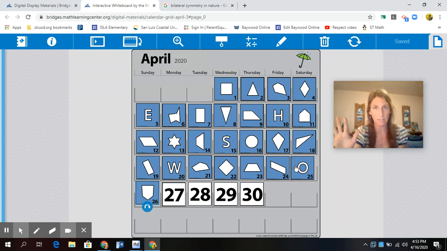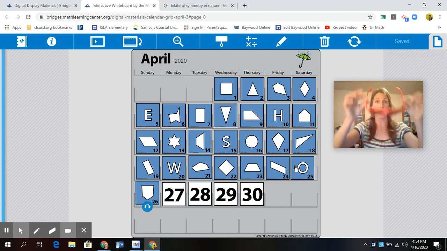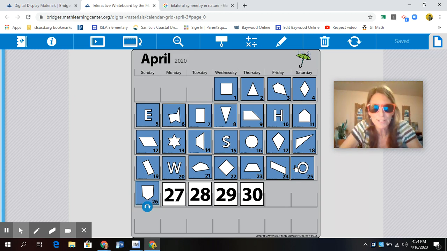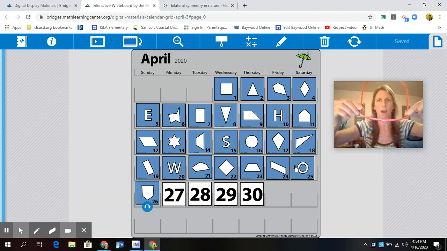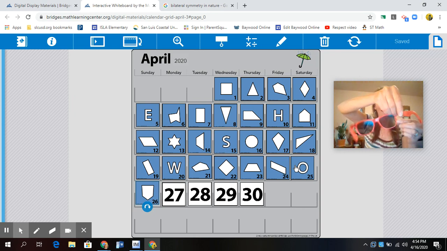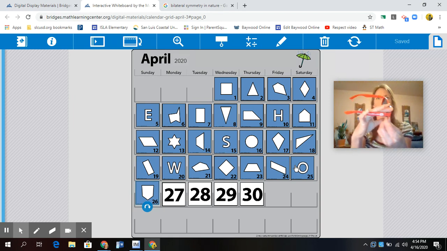Nice work. I'm going to stop there, but I challenge you to go find something symmetrical in your house or outside. There's got to be something symmetrical that has a line of symmetry. I found something. I found my cool sunglasses. Look at these. They are symmetrical. I could draw a line right there, and this half would equal that half.